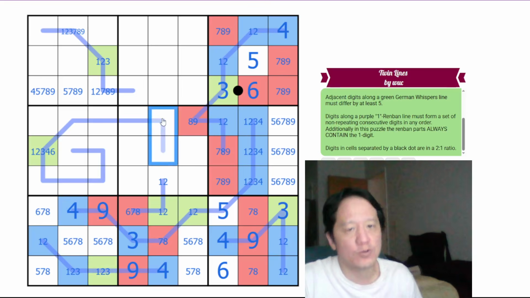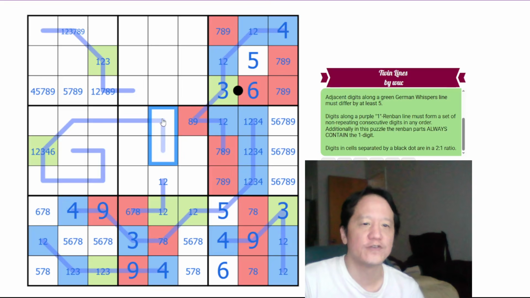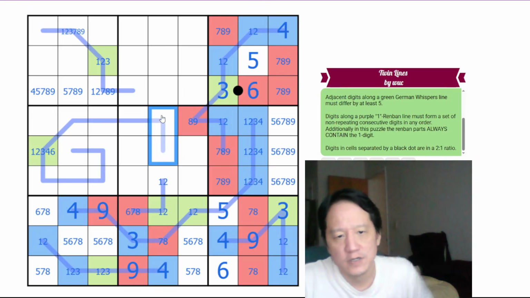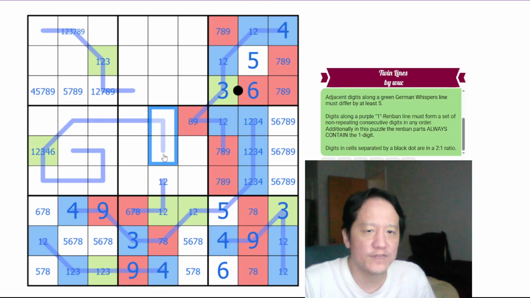If this is Renban, it has to be 3, 5, or 6. If it's Whisper 5, it's 3 and 8 or 9.